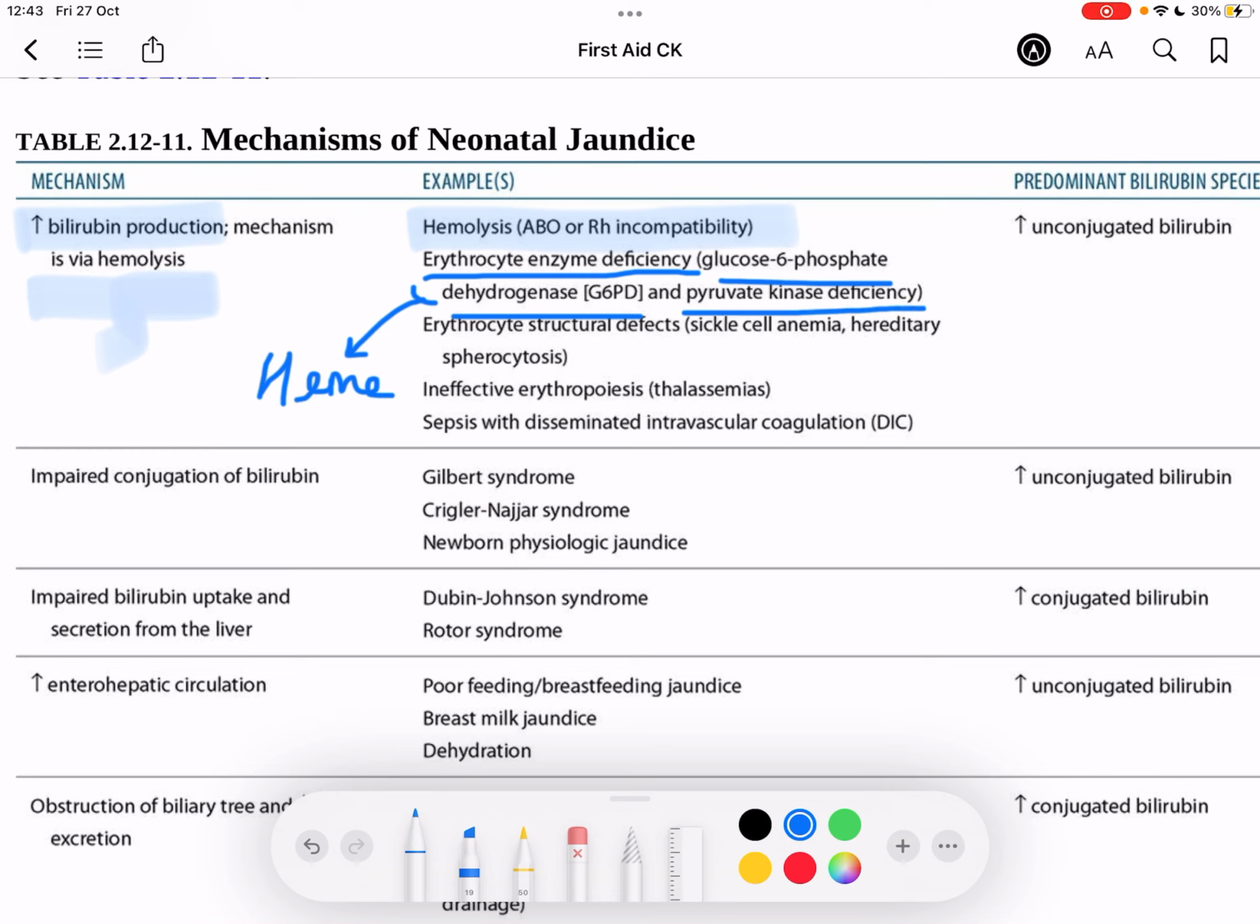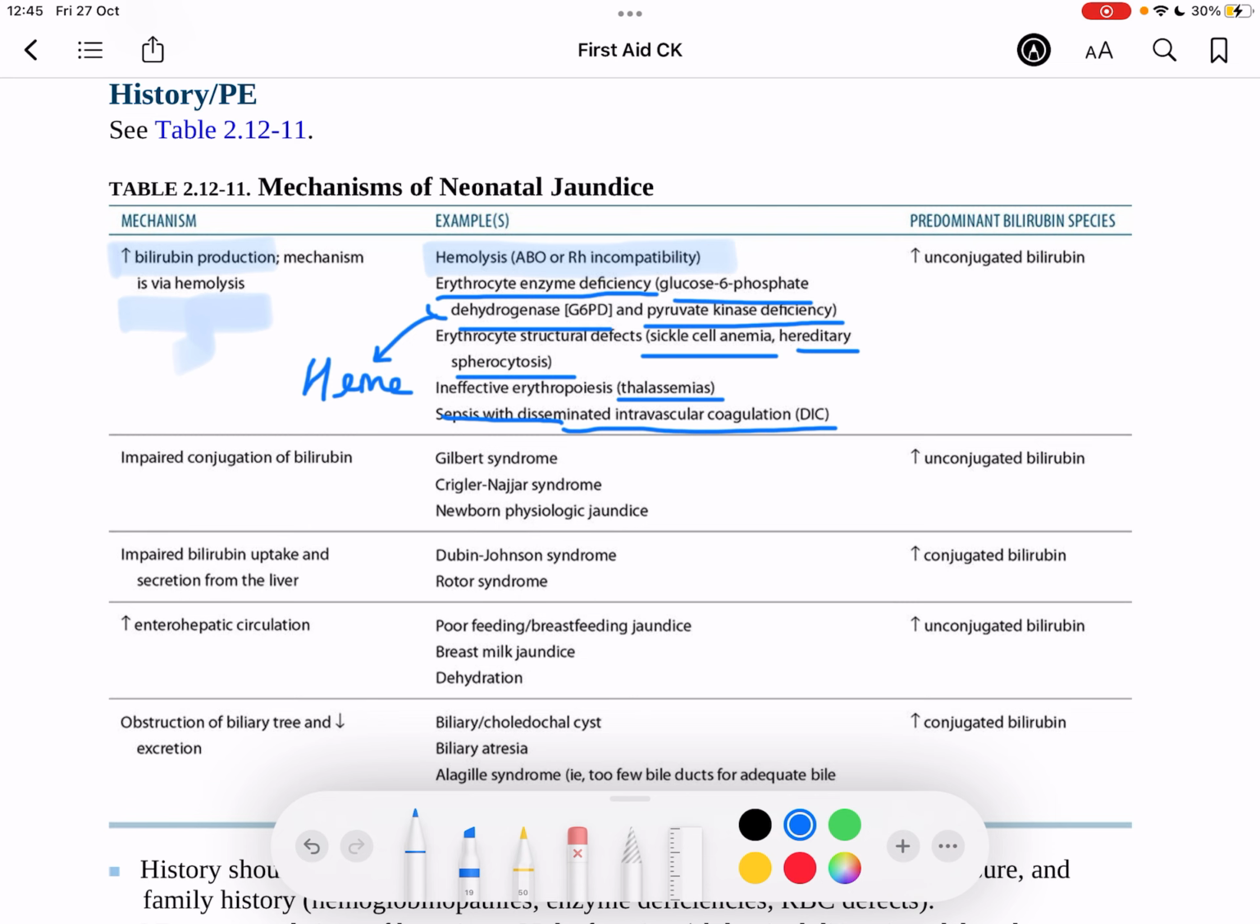Or pyruvate kinase deficiency. Maybe it's due to erythrocyte structural defects, sickle cell anemia, hereditary spherocytosis. Maybe it's due to an ineffective erythropoiesis. Maybe we're looking at things like alpha thalassemia. Just always bear in mind, patients with beta thalassemia are not going to get signs and symptoms of jaundice until at least 4 to 6 months, because that's when the fetal hemoglobin is decreased and the adult hemoglobin that contains beta subunits is then more predominant. And maybe even babies with sepsis and DIC as well. And these patients will have an increase in conjugated bilirubin.